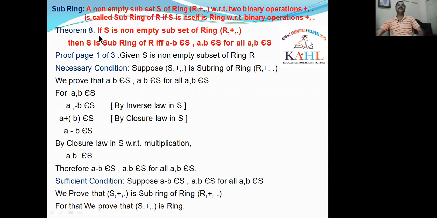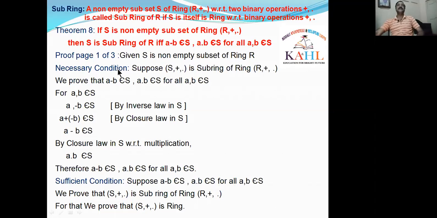The common portion for the two conditions is that S is a non-empty subset of ring R, plus, dot. So students, now we take what is given: S is a non-empty subset of ring R. I have written here: given S is a non-empty subset of ring R. Now I am taking the necessary condition.